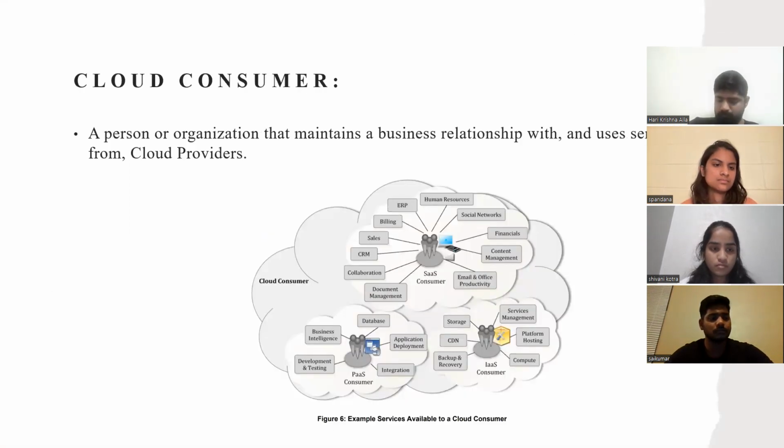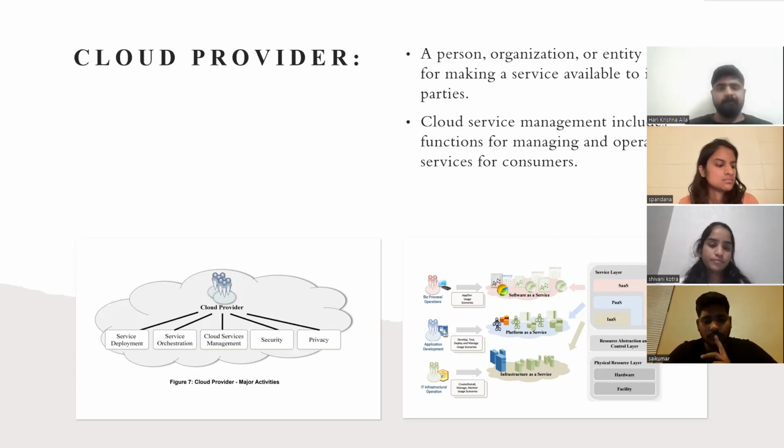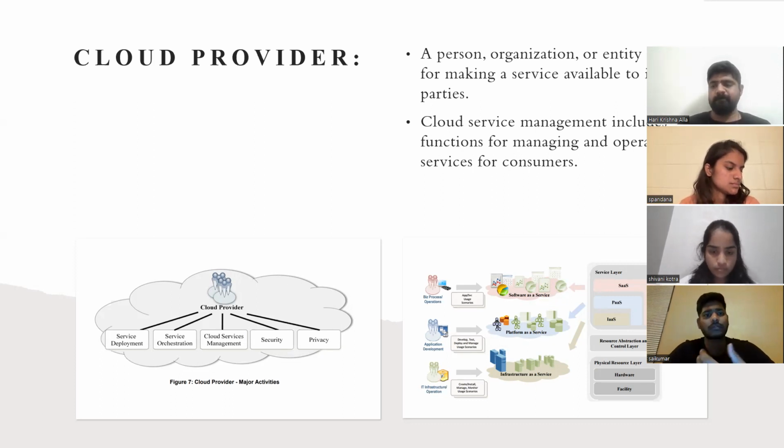Cloud consumer. These are individuals or organizations that utilize cloud services to fulfill their computing needs. They interact with cloud providers to access, deploy, and manage services through various interfaces, such as web portals or APIs. Cloud provider. These entities offer cloud services, including infrastructure, platforms, and software to consumers, and manage the underlying hardware, software, and networking infrastructure.